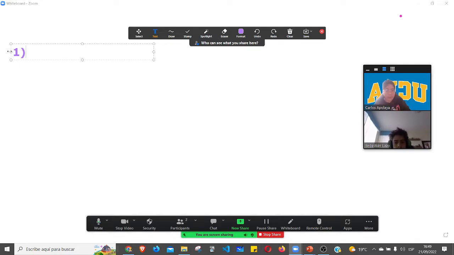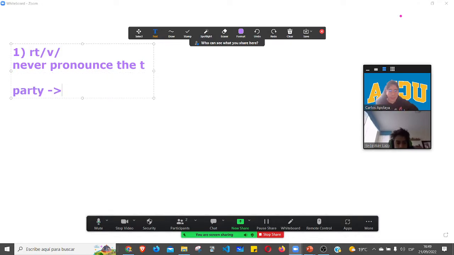The first rule that we have here is this one. When you have RT and the vowel sound, you never pronounce the T. Nunca pronuncias la T. Therefore, party would be pronounced, can you say it? Party. You never say the hard T. You say party. This is the first rule.